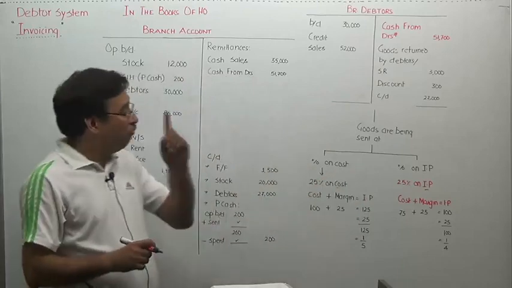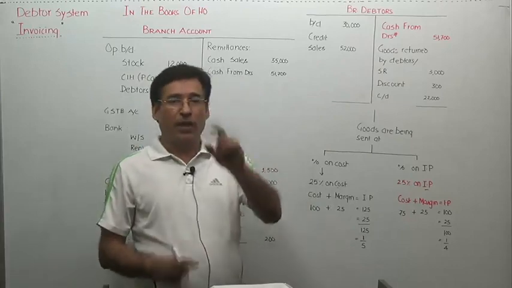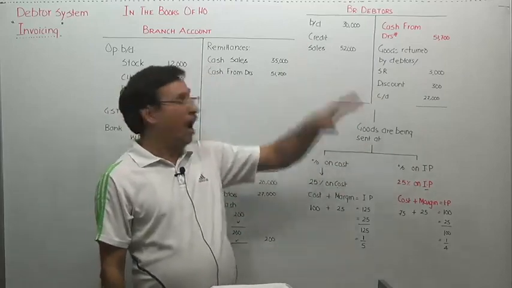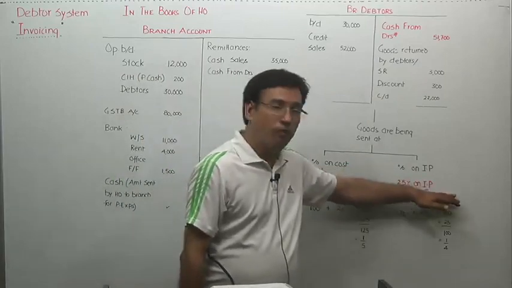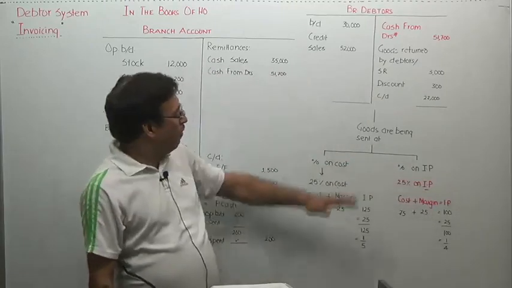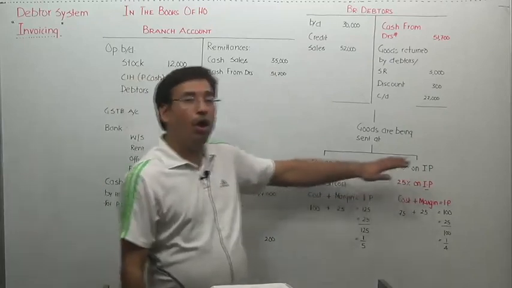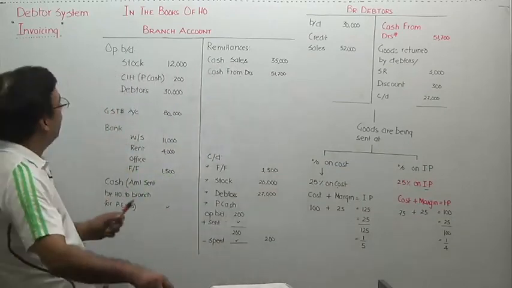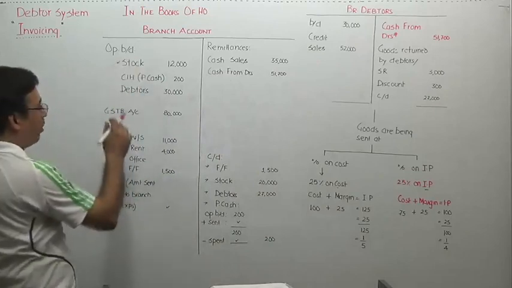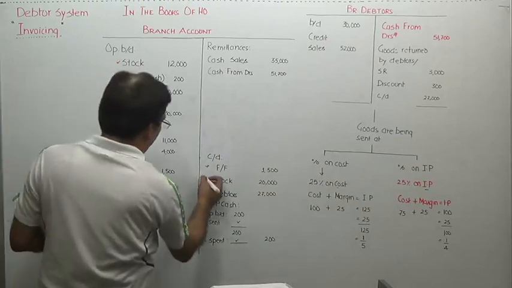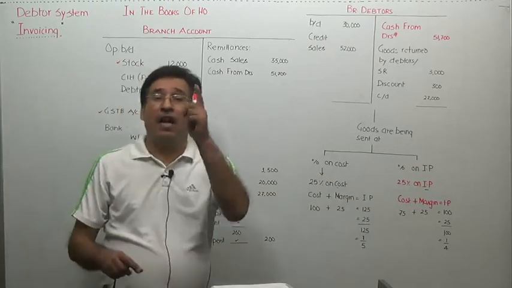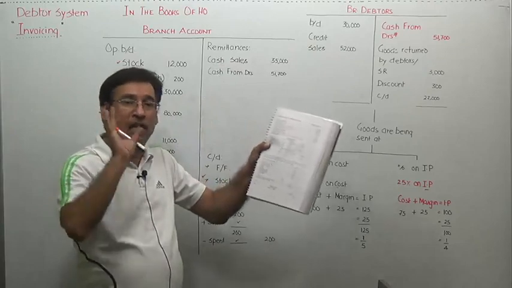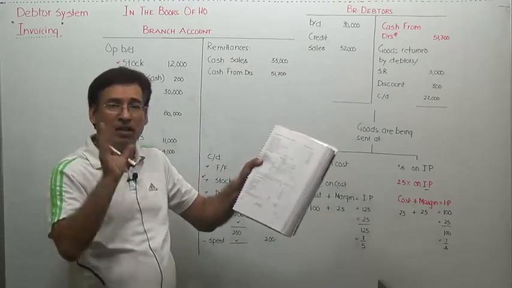See here, what I'm saying. Opening rates, please pay attention. Opening rates in the prefacing line might be given either on cost or on invoice price. But items which are related to goods, like opening stock, goods sent to branch account and closing stock, correct? All these items which are given below in the question shall always be at invoice price unless and until I say something else. Is it clear to you?